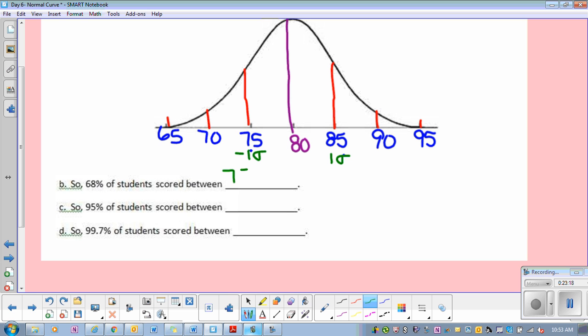So 75% to 85%. And then 95% of students score between 70% and 90%. Does anyone have any questions about this? Are you guys okay? All right, and then the last one. 99.7% of students score between 65% and 95%.